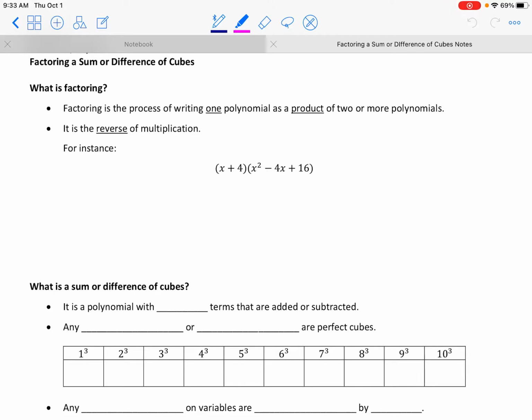Hello and welcome to a lesson on factoring a sum or difference of cubes. Just to recap where we've gone on this journey in this module, we started by looking at factoring out GCFs, which is the first step in any factoring process.